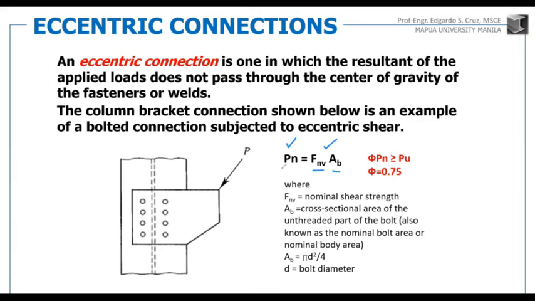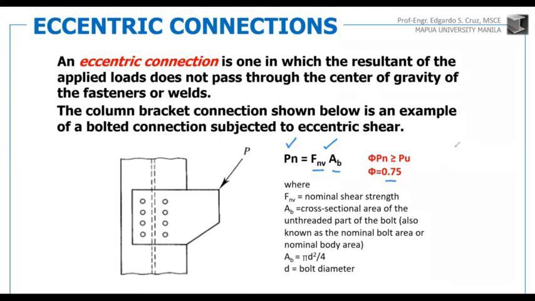So pag nakuha na yung nominal strength niya, Pn, just multiply it with the resistance factor phi, which is 0.75. So you get the design strength. And as per LRFD, the design strength must be equal or greater than the P sub U. P sub U is the ultimate load that the connection carries.